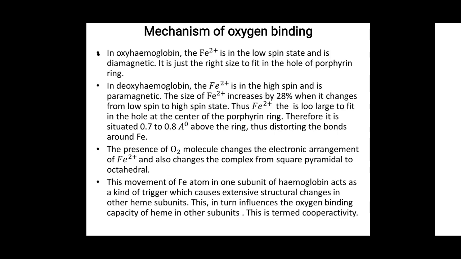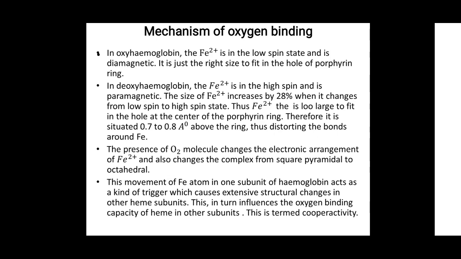Okay, so you know what low spin and high spin are? In high spin, the unpaired electrons in d orbitals will not be in a paired manner, whereas in low spin compounds, the electrons in d orbitals will be in a paired manner. That's the difference. The pairing is actually done by ligands. So due to the influence of ligands, the pairing takes place. So in deoxyhemoglobin, Fe2+ is in high spin and it is paramagnetic.